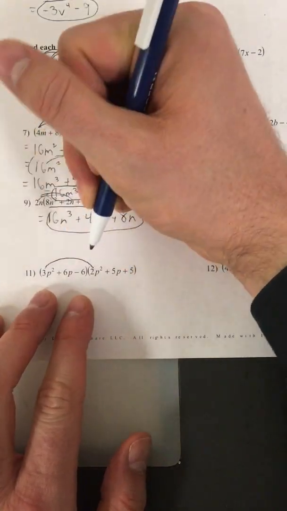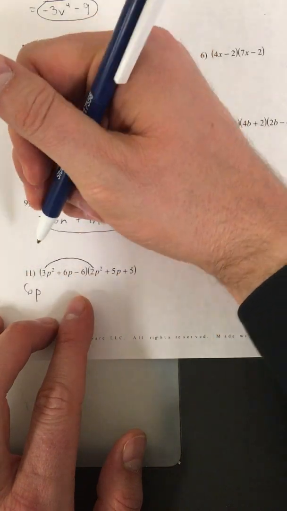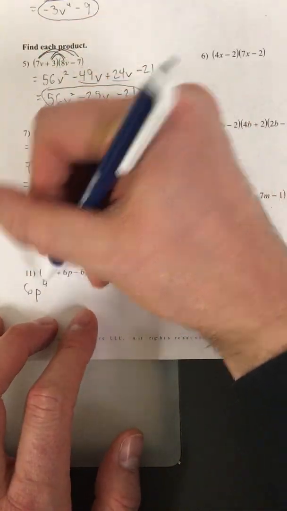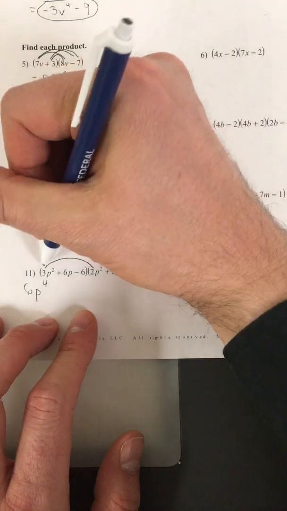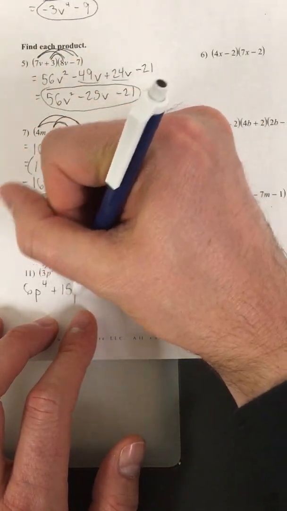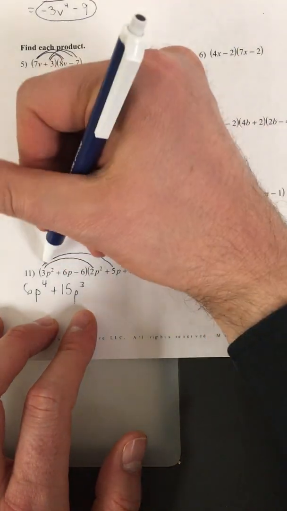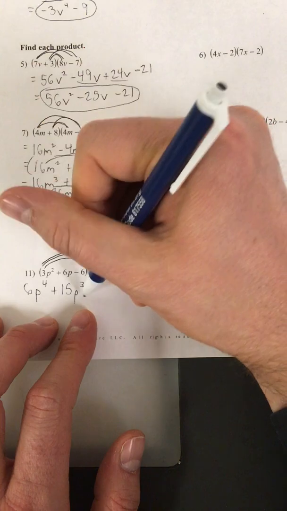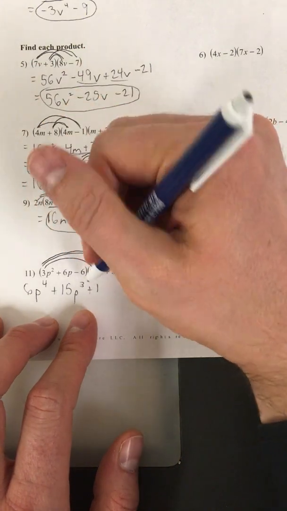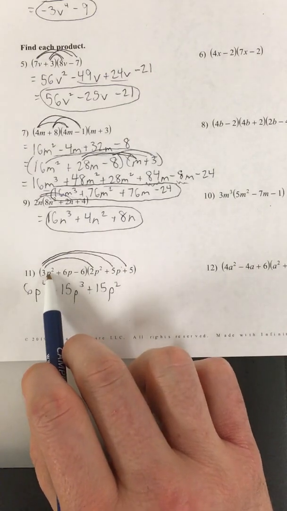3p squared times 2p squared. That is going to be 6p to the what? To the 4th. Remember, when you multiply and you add the exponents. Then 3p squared times 5p. Going to be plus 15p to the 3rd. Remember, there's a 1 exponent right there on that p. Then 3p squared times 5. Going to be plus 15p squared. Now, we're not done. All we've done is the 3p squared.